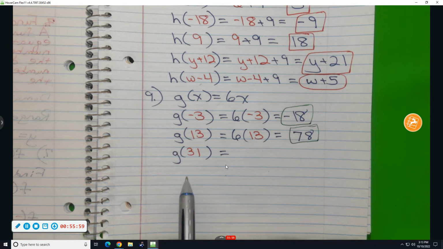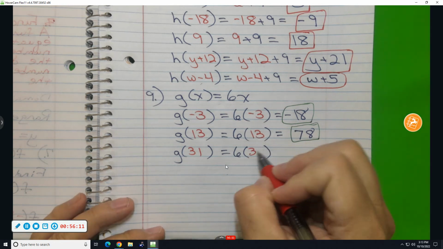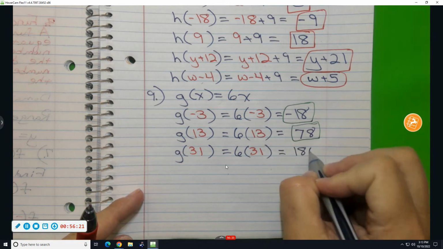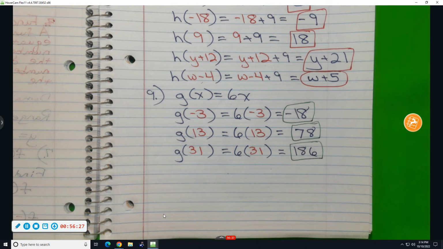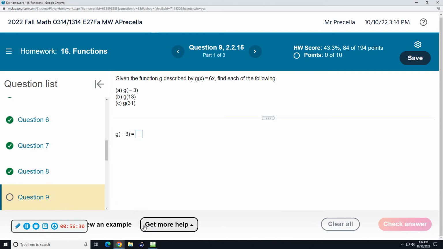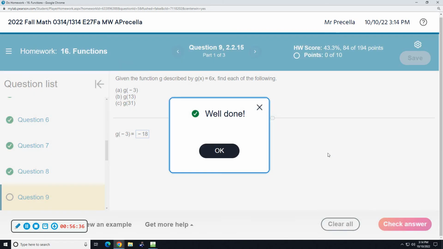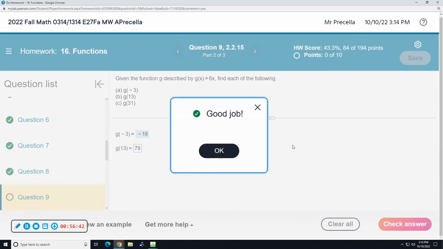And one more, g of 31. This says go to g, and wherever you see an x, replace it with 31. 6 times 31 is 186. So the answers are negative 18, 78, and 186.